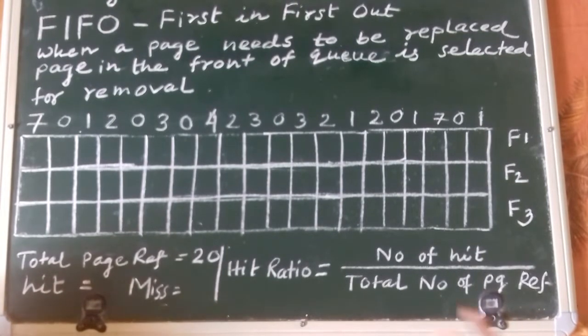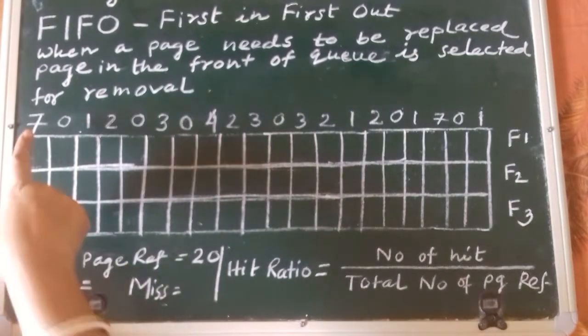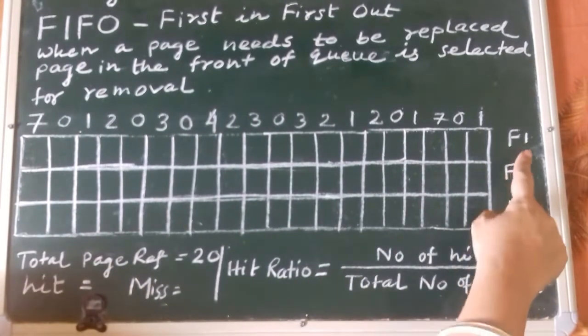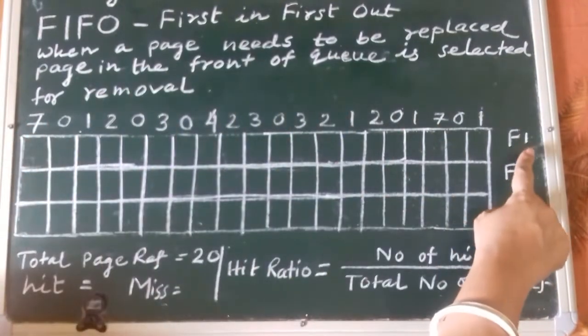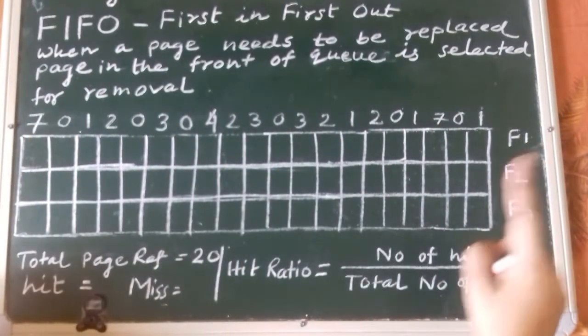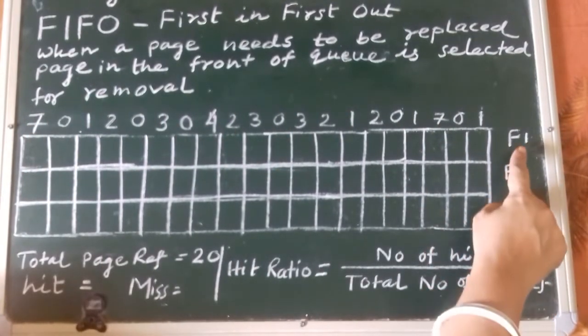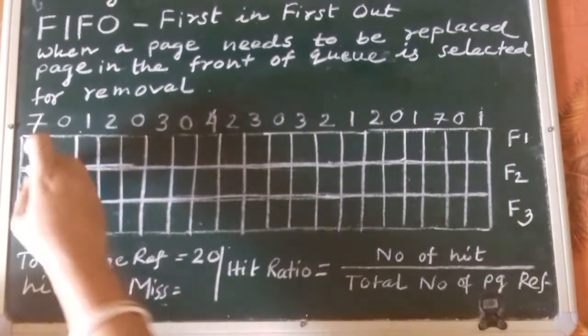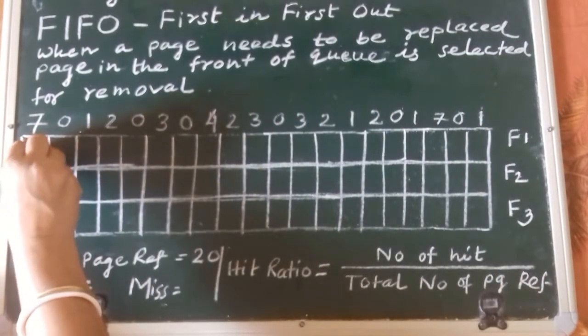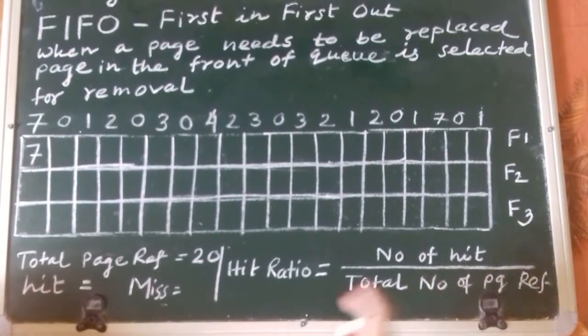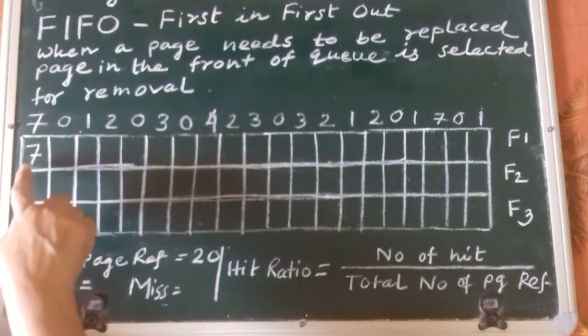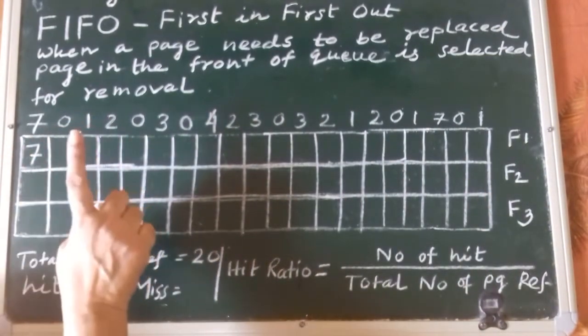So let us assume the first reference page which has to be brought from virtual memory to main memory is page 7. After bringing it from virtual memory to main memory, I should keep it in frame 1. So 7 should go to frame 1. Next, which reference is coming? 0. Is 0 present? No, it is not present.